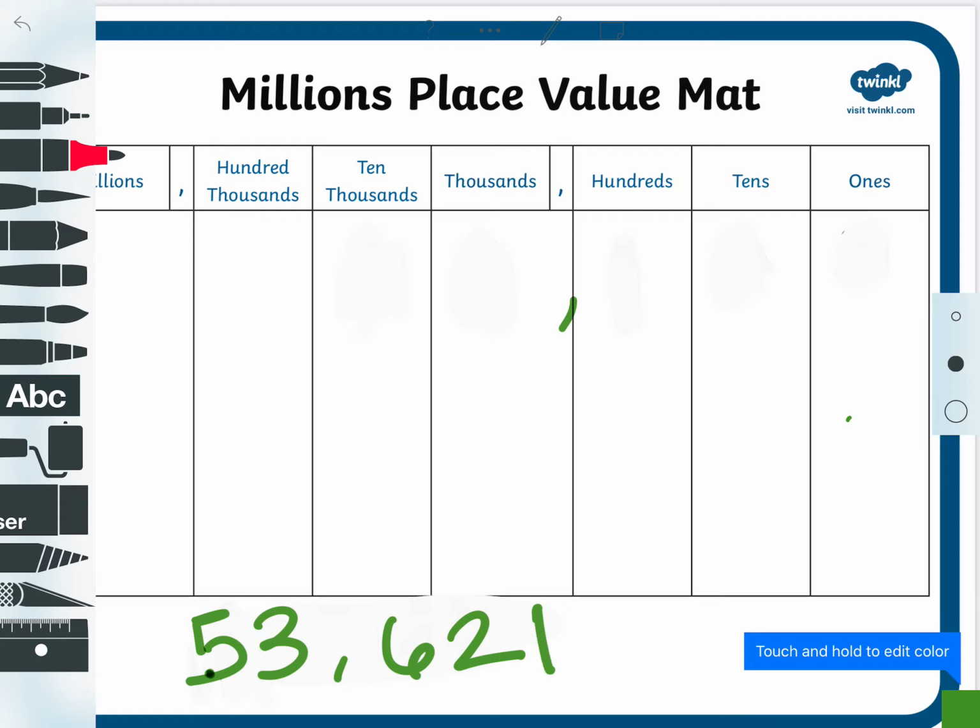Start with the first number, 1. What place value is that? If you said ones, that is correct. Go with your second number, 2. What place value is the 2 in? You said the tens. You're correct. What place value is the 6? If you said the hundreds, you are correct. And then we have that comma here. And look at the 3. What place value is the 3 in? It's in the thousands. That is correct.